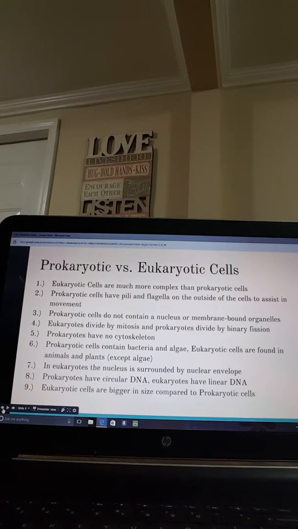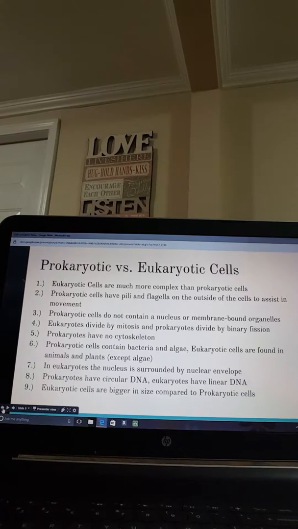So when we're looking at the difference between prokaryotic and eukaryotic, they have some common factors, but then they also have quite a few things that make them unique. So one of the first things is eukaryotic cells are much more complex than prokaryotic. They have a lot more organelles than what the prokaryotic cell has.